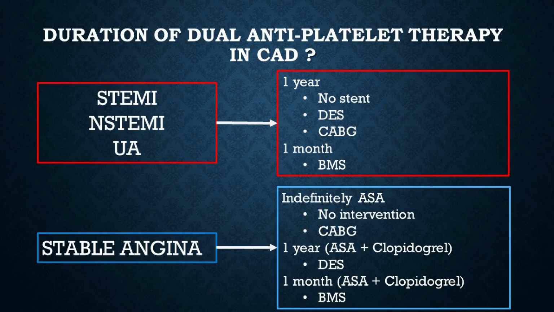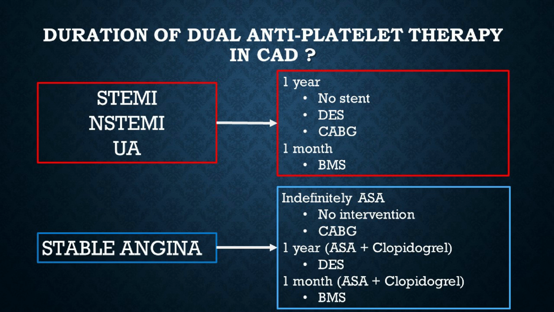Super high yield question: what is the duration of the dual antiplatelet therapy in coronary artery disease? Alright, so as you can see here, for STEMI, non-STEMI and unstable angina, you should keep the patient on dual antiplatelet therapy for 1 year if you haven't put any stent in them, if you have put a drug-eluting stent there, or the patient has undergone a CABG procedure.